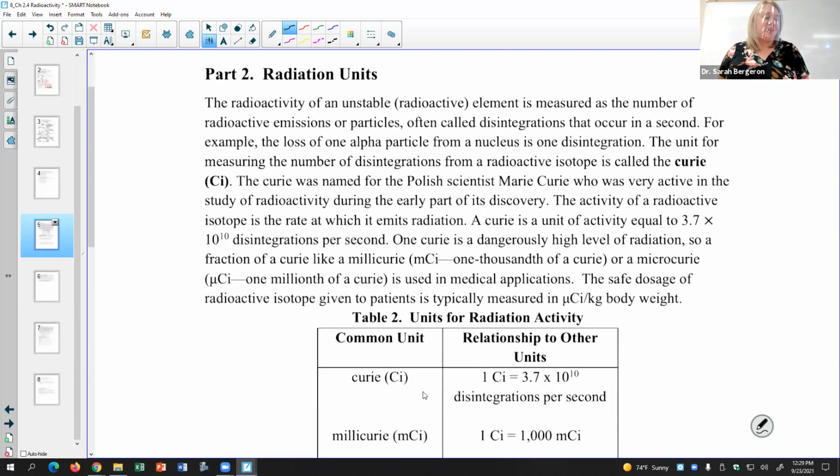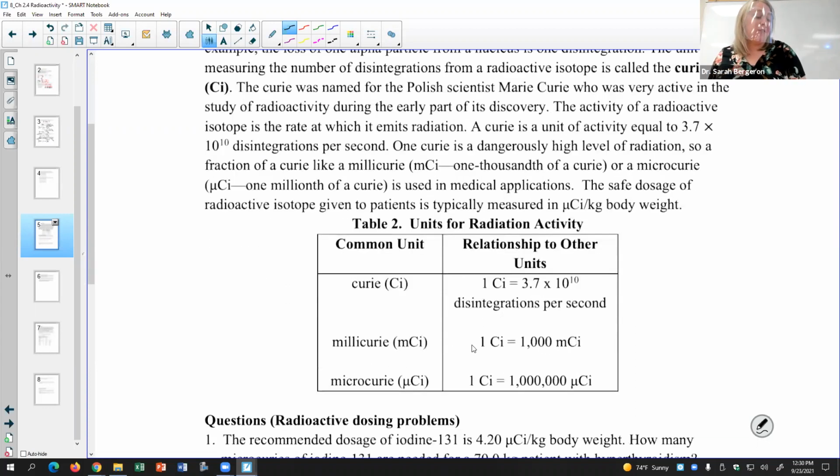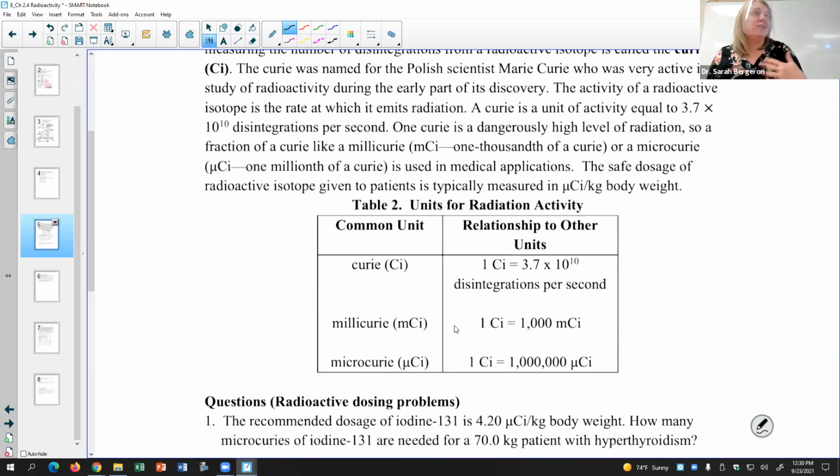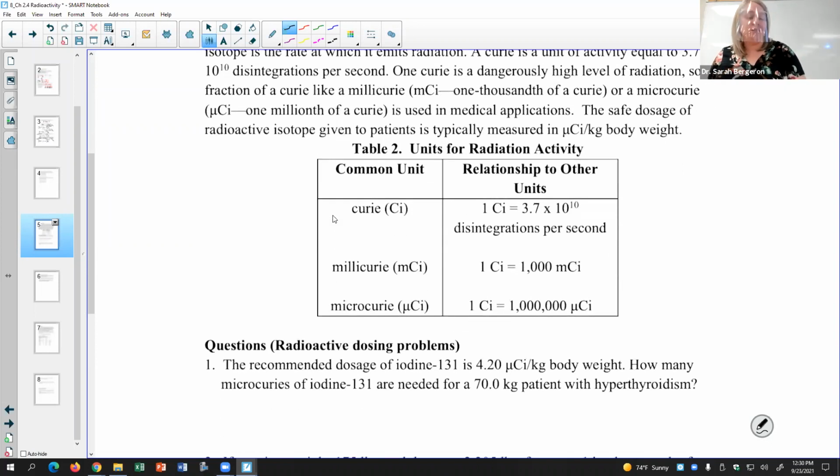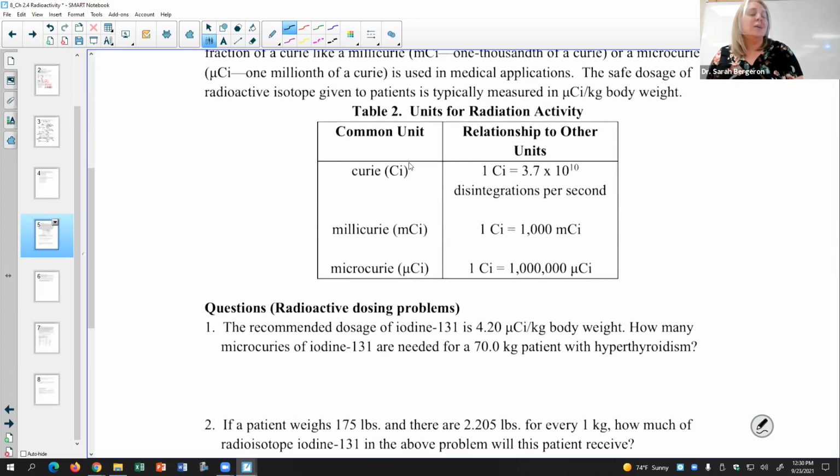So now, radiation units. Remember in class, I told y'all, if you work with radiation, you have to monitor how much radiation you're getting, right? And just like there are different ways to measure mass, like pounds, kilograms, right? There are different ways to measure radiation. So you could have curies, millicuries, microcuries. There are lots of different ways, and even more than that in the book. But curies is the most common.